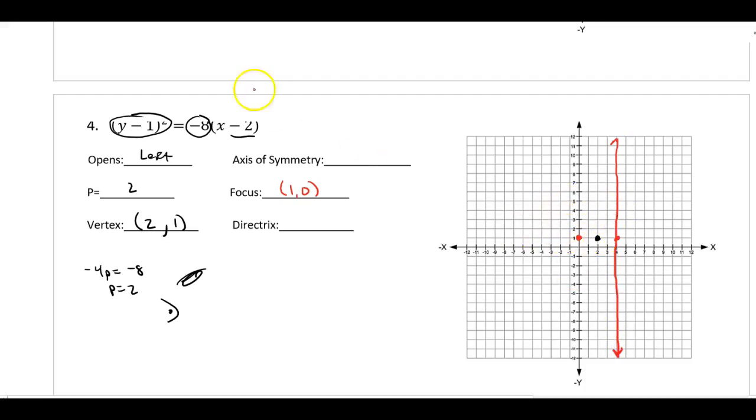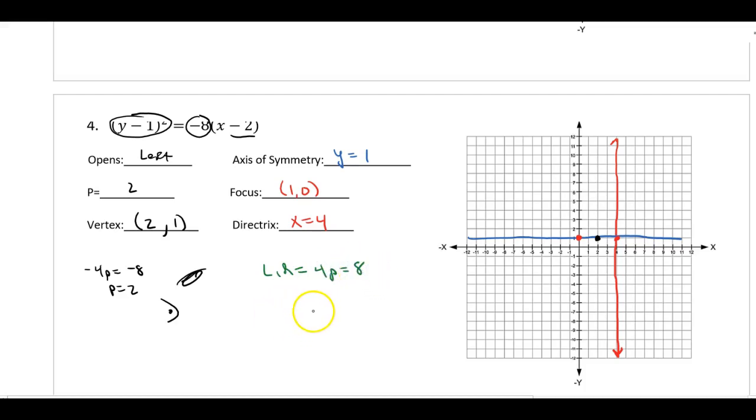Okay, so now my directrix would have an equation. It's a vertical line, so x equals 4. My axis of symmetry is going to be a horizontal line through the vertex, which ends up being y equals 1. Now my latus rectum is 4p, which in this case is 8.